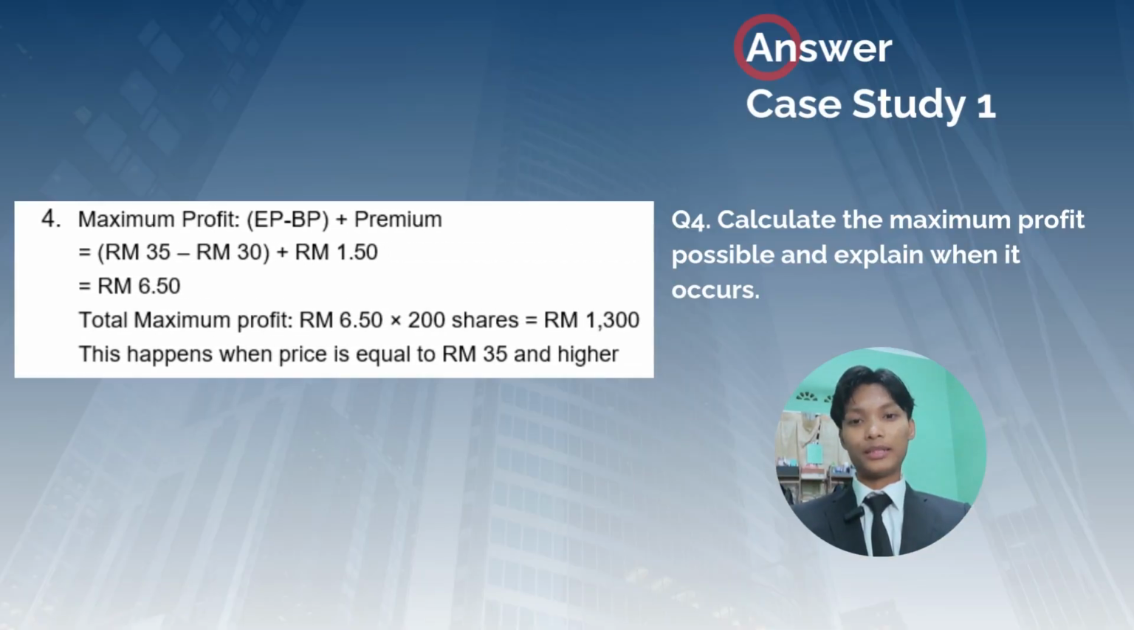Then we go to question 4. Calculate the maximum profit possible and explain where it occurs. So the formula is maximum profit equals exercise price minus buying price plus premium. The calculation is 35 ringgit minus 30 ringgit plus 1 ringgit 50 cents equals 6.50 ringgit. So the total maximum profit is 6.50 ringgit times 200 shares equals 1,300 ringgit. This happens when the price is equal to 35 ringgit and higher.